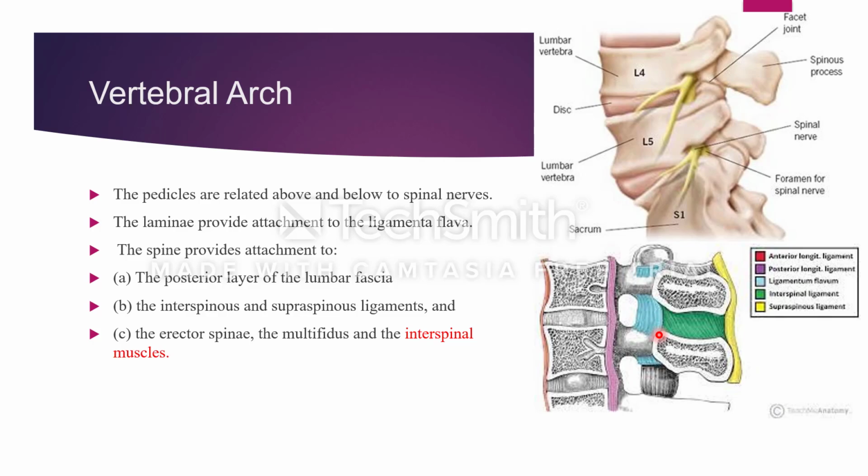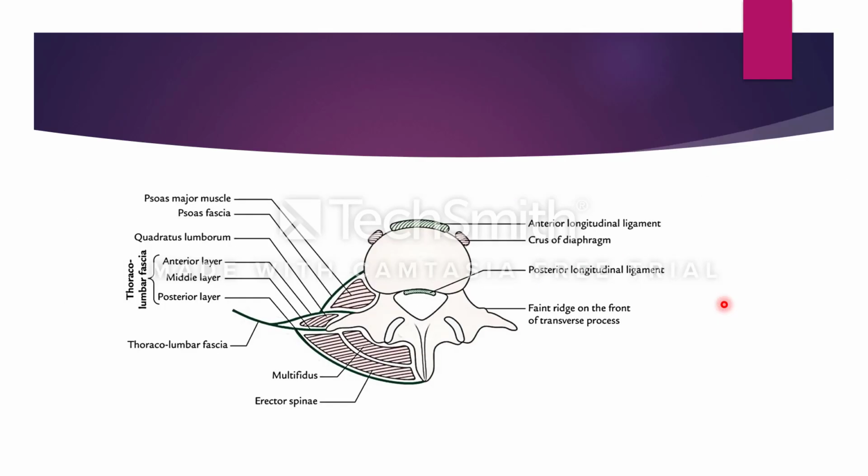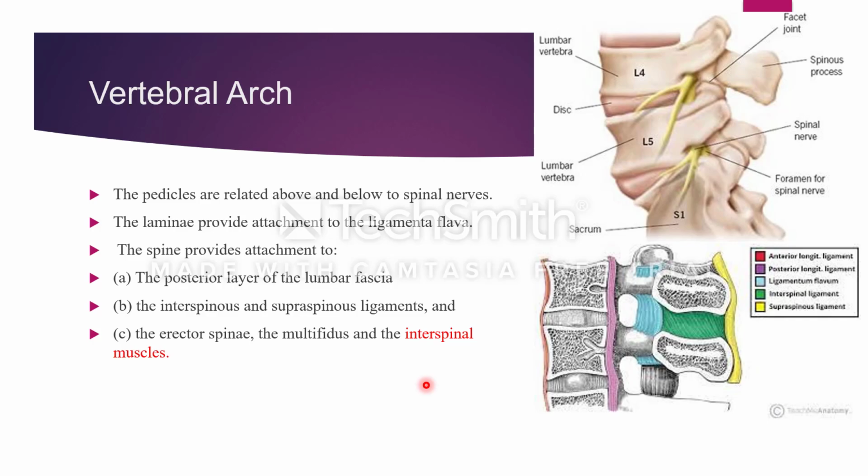Then the spine provides attachment to the posterior layer of the lumbar fascia. So there will be the thoracolumbar fascia, and its posterior layer will be attached to the spinous process. As you can see here, this is the posterior layer of the thoracolumbar fascia, which is attached to the spinous process, and the interspinous and the supraspinous ligament. You can see here this green color is the interspinous ligament, and the yellow one is the supraspinous ligament. So these two ligaments are also attached to the spinous process.